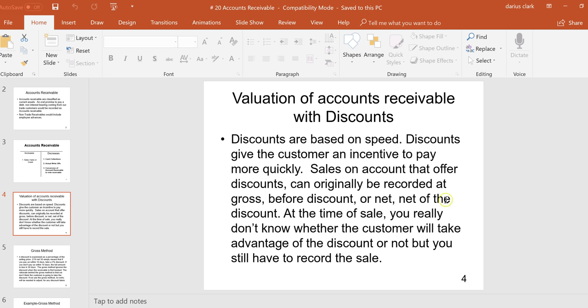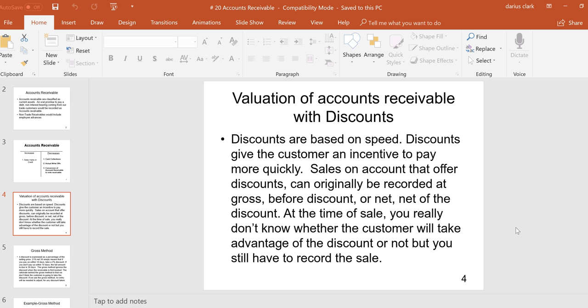Exactly. Discounts are based on speed, and speed is all about incentive. So if every customer was given 30 days trade credit and every customer waited 30 days to pay our business, we would be waiting and waiting because most customers eventually would realize they might as well pay us on the 30th day, and they would all start doing that because we're giving them a 30-day interest-free loan. So we get tired of waiting.